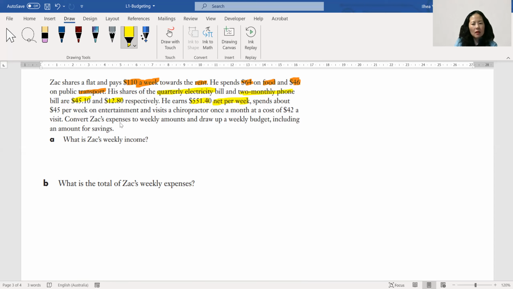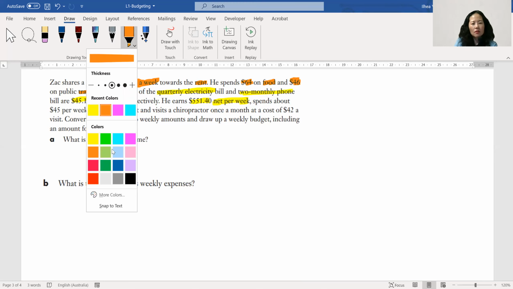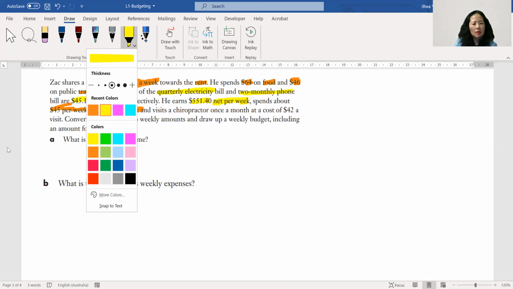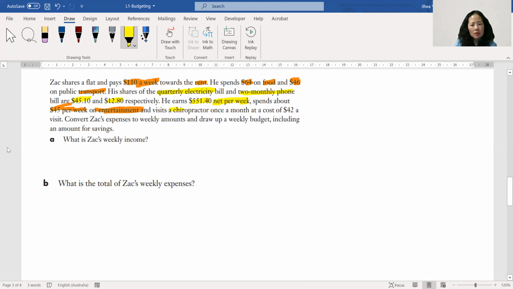And then about 45. So I'm just going to change that. $45 per week as entertainment. And then chiropractor once a month. Okay, so that's a little bit different. So what I'm going to do, chiropractor once a month is $42. Okay, all right, so that's what we got.